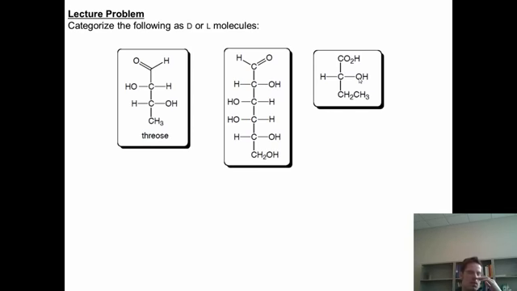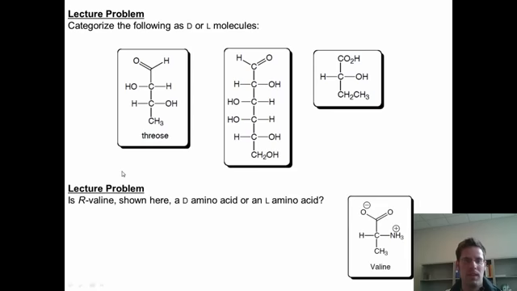Now let's see if we can apply this to molecules that look less like a sugar. Look at this compound, R-valine, shown here in its Fisher projection form. Is it a D amino acid or an L amino acid? How in the world do we decide that? Well, there's no OH, but we can still categorize amino acids by looking at the direction that the amino group is pointing in the Fisher projection. So I ignore this CH3, I look over here and look at the NH3. This positively charged ammonium, is it pointing to the right or the left? Well, it's pointing to the right. So it is a D amino acid.